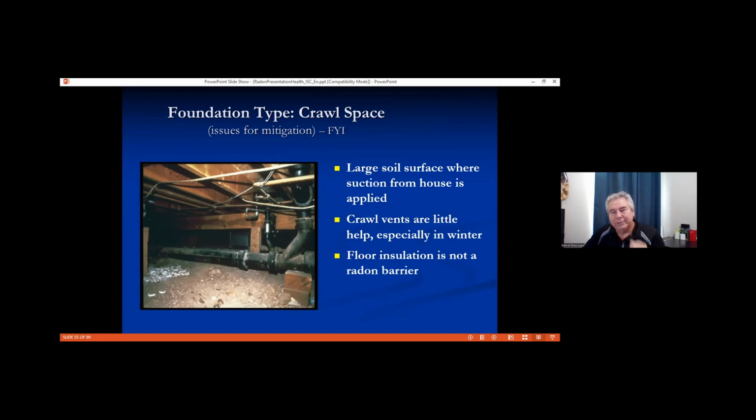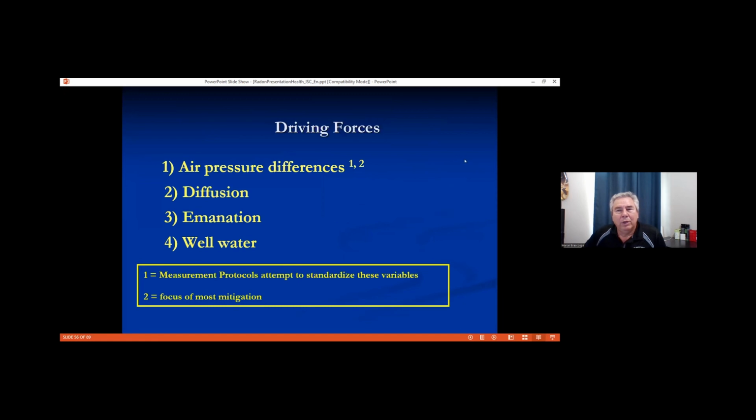You need to put in a good sealed membrane over the floor to try to prevent that radon from getting into the home. But what are the driving forces and the air pressure differences is what I explained in the previous slides with that stack effect. So we're playing with pressures, the pressure in the basement, pressure underneath the concrete floor, air pressure differences. That's one of the main driving forces of why radon gets into your home.